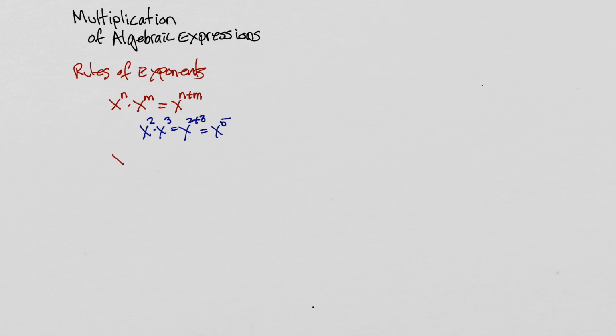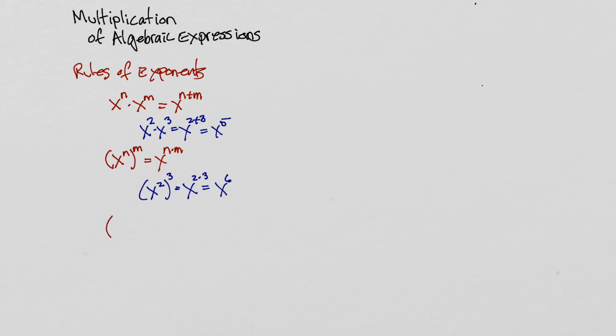Now, if you take a power like this one, x to the n, and raise it to a power, so now you've got a power raised to a power, now you multiply the exponent. So this is going to be x to the n times m. An example here might be this. Say we take x squared and we raise it to the third power. This is x to the 2 times 3, x to the 6th.